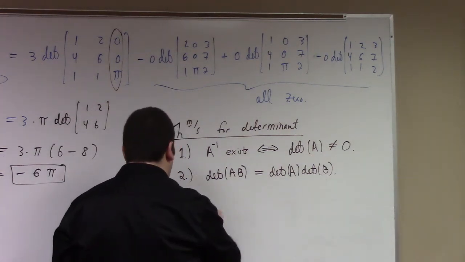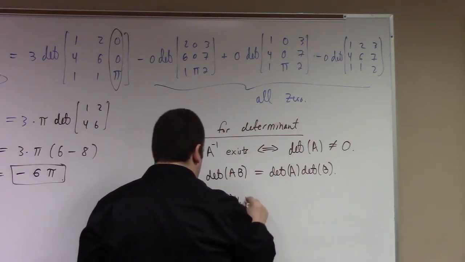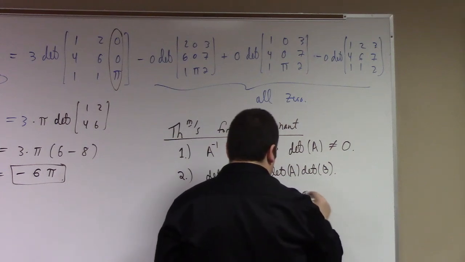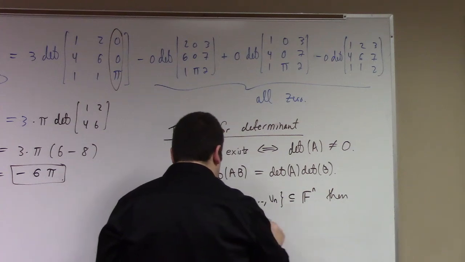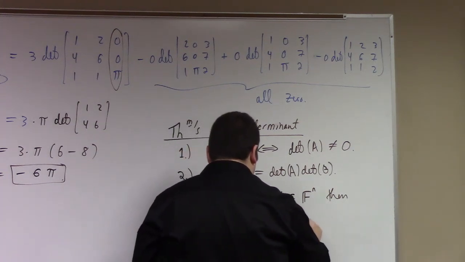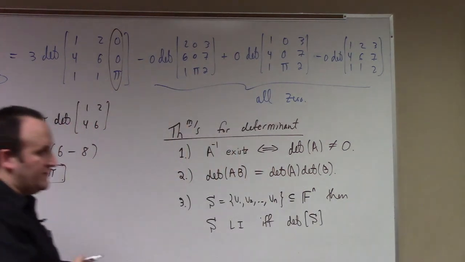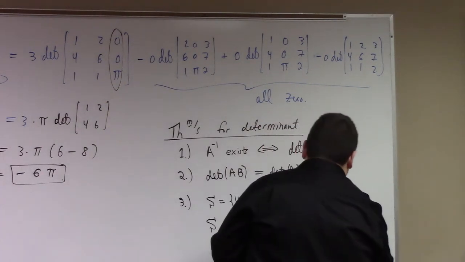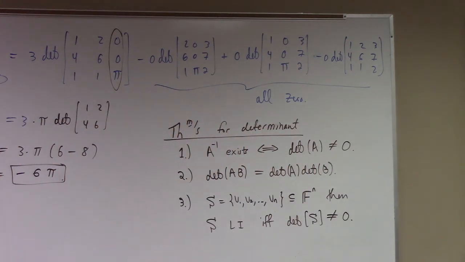3, if we have S = {v1, v2, ..., vn}, a subset of F^n, then S is linearly independent if and only if what? If the determinant of the matrix of S is not equal to 0, right? So this gives us a really nice check if we happen to have the same number of vectors as the dimension we're asking the question in.